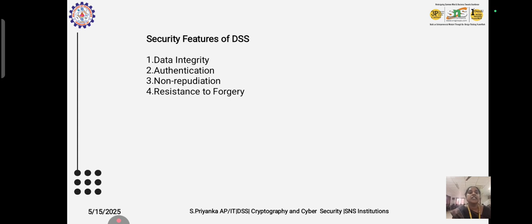Next come the security features of DSS. The security features of DSS are data integrity, which means it should ensure the data is not altered. Next is authentication, it must confirm the sender's identity. Next is non-repudiation, which means the sender cannot deny sending the message. Next is resistance to forgery, which relies on cryptographic hardness that ensures the security.